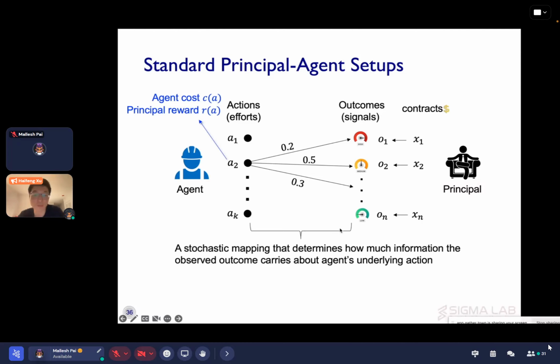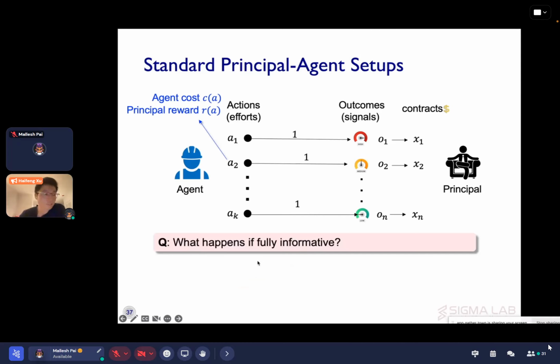And now the interesting part to look at here is that this mapping from action to outcome is really just a stochastic mapping, and it determines how much information the observed outcome carries about the agent's underlying action. And as you can see, this is really just a signaling scheme, which maps some unknown thing to a signal that the principal can observe. In the contract design literature, people also call this a monitoring technology. But effectively, or mathematically, it is just a signaling scheme. And that's how we realize the connection of this principal-agent problem with information design.